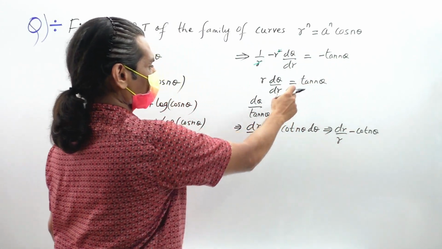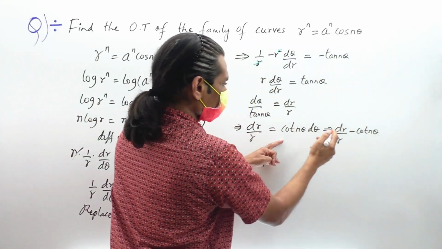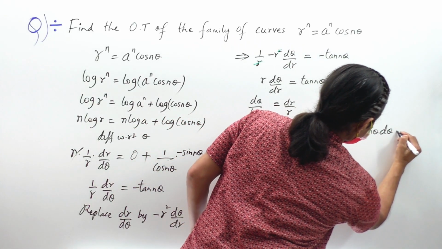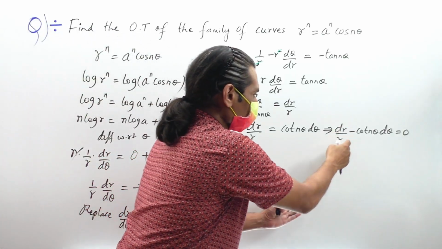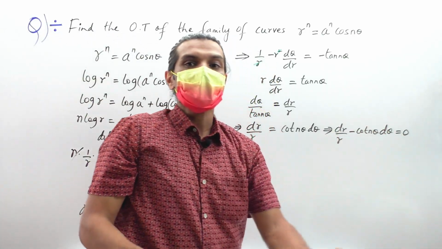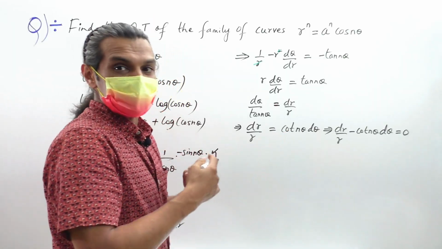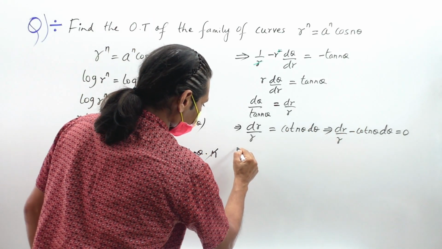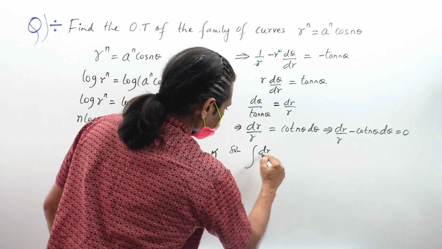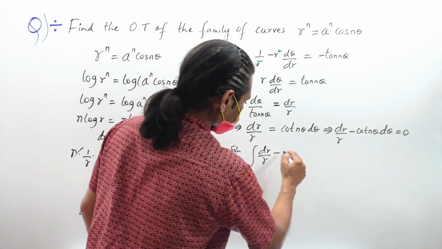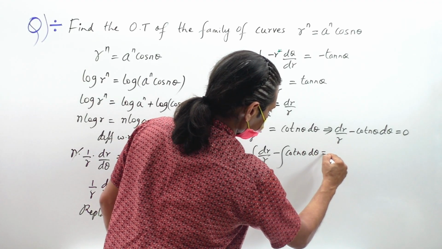I think I forgot one thing here. Yeah, I forgot, into d theta. Yeah, cot n theta d theta equals 0. So dr by r minus cot n theta d theta. So what is the solution? Simple integration. Okay, all terms have been separated. So the solution is integration of dr by r minus integration of cot of n theta d theta is equal to c.